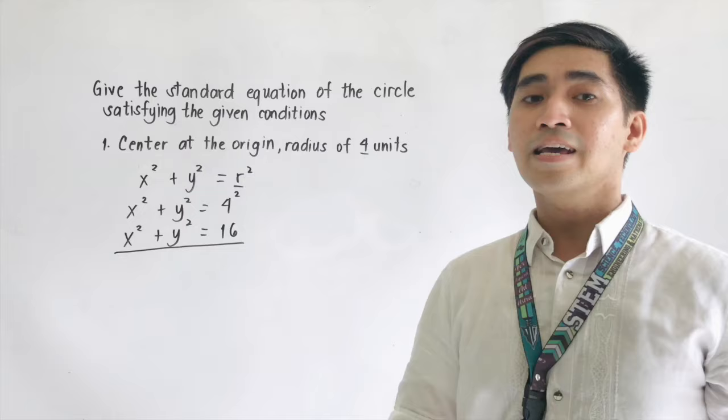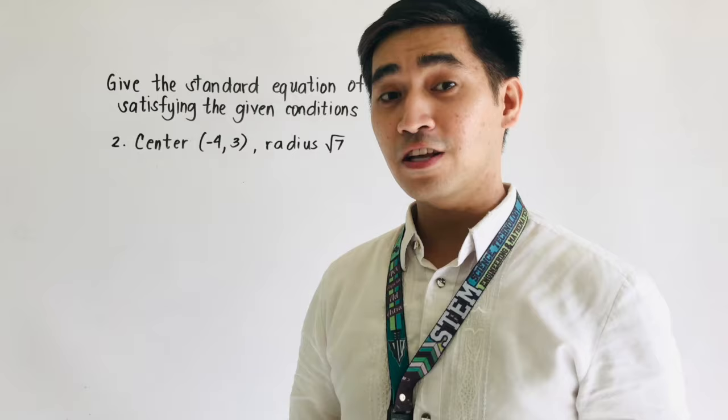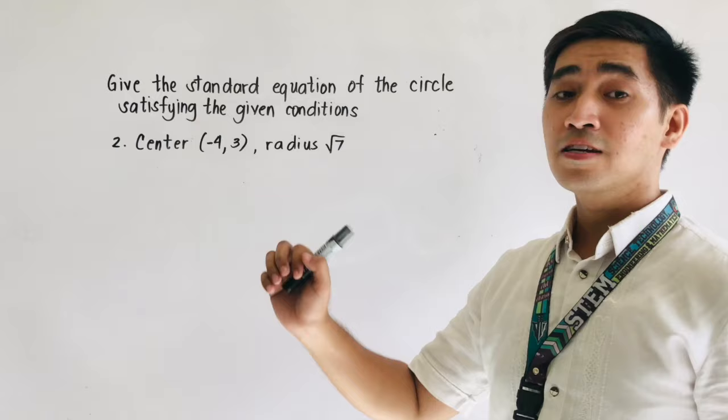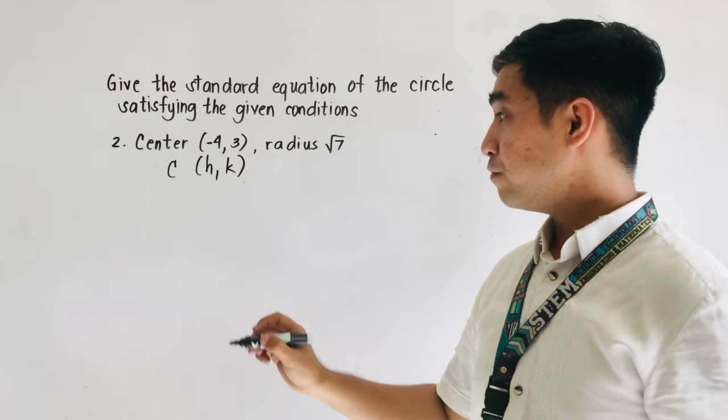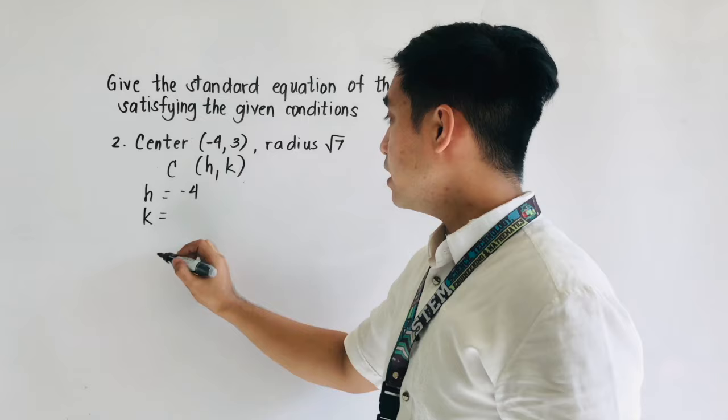And for the second example, we are given a condition that the center is located at negative 4 and positive 3, and the radius is square root of 7. So we could see here that the center is not anymore located at the origin, that the center is now located at point (h, k). Therefore, we'll be having h equal to negative 4 and k, which is equal to positive 3.